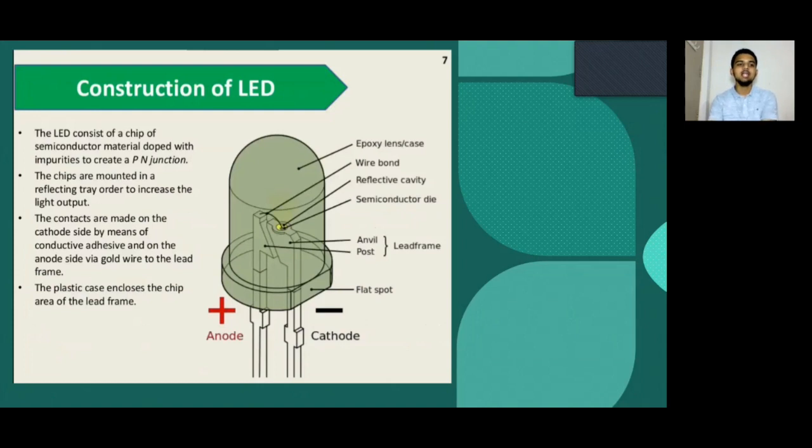Construction of an LED. An LED consists of a chip of semiconductor material doped with impurities to create a PN junction. The chips are mounted in a reflecting tray in order to increase the light output. The contacts are made on the cathode side by means of conductive epoxy and on the anode side via a gold wire to the lead frame. The plastic case encloses the chip and the lead frame. The side diagram shows the construction of an LED.